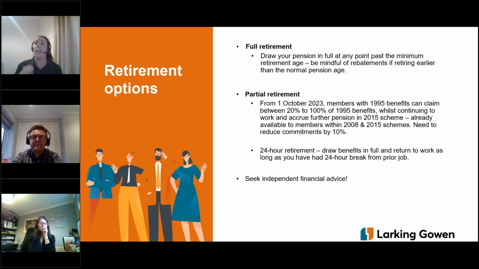You can draw your pension in full, leave the pension scheme, completely retire, and off you go. Be mindful of, depending on the age, you may lose some of that pension if you're going earlier than the normal pension age. But what you also have now is a few flexibilities around partial retirement.